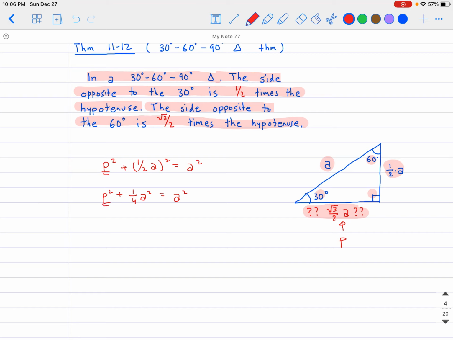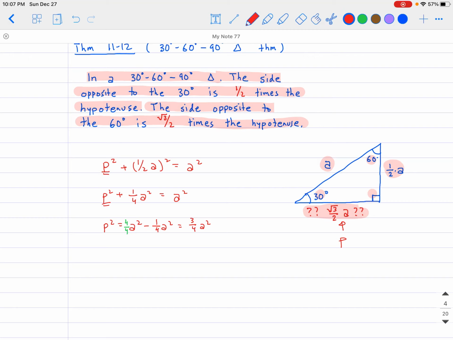I want to solve for P in terms of A, so I'm going to take this 1/4 A squared and put it onto the right. So P squared is equal to A squared minus 1/4 A squared. And if I have A squared minus 1/4 A squared, that's the same thing as saying 3/4 A squared. And if you need to see the work for it, we can look at this A squared as 4/4 A squared.